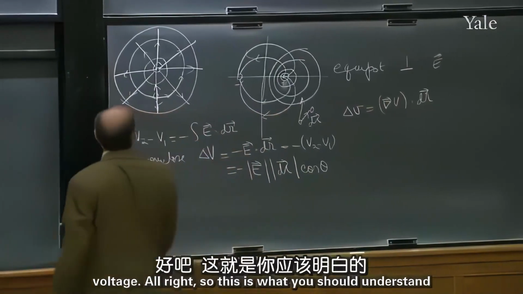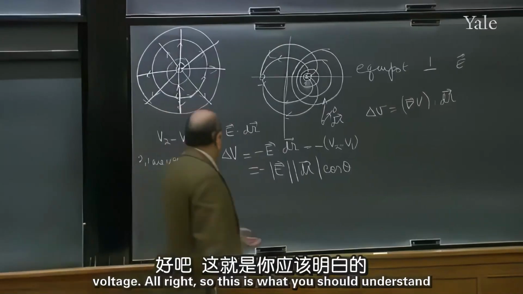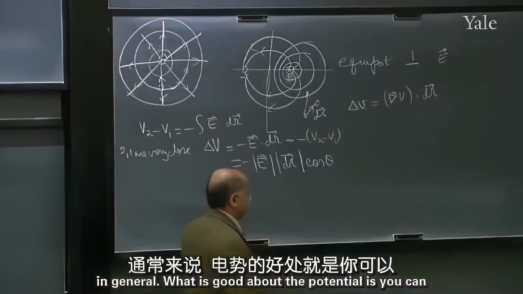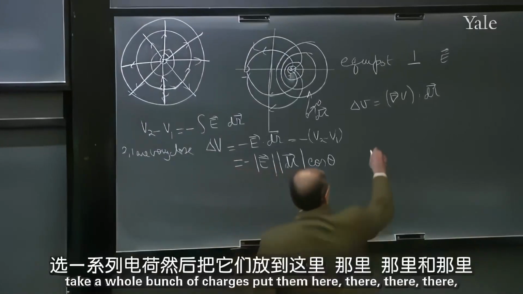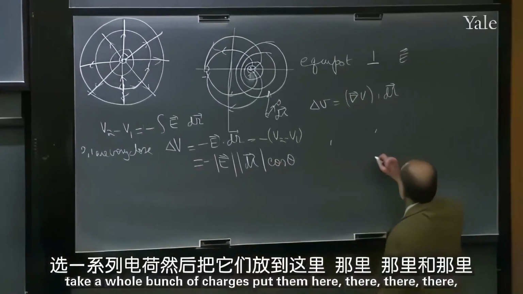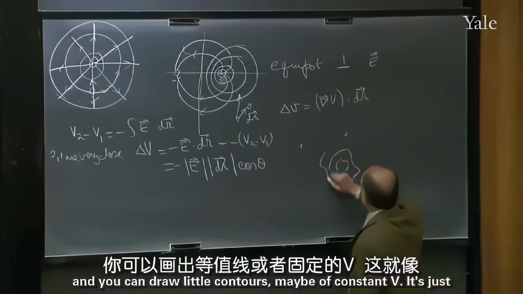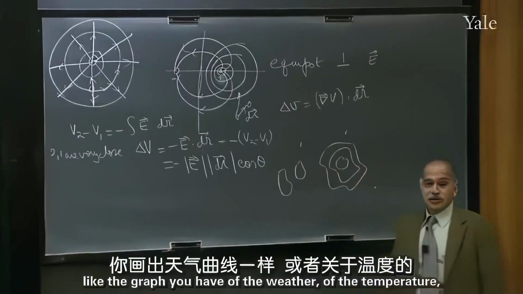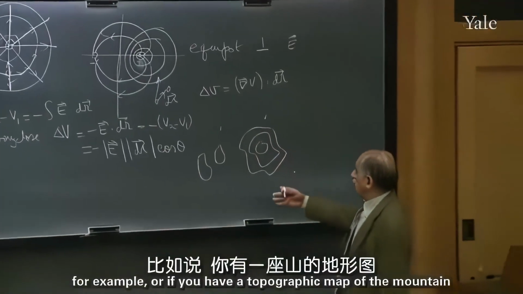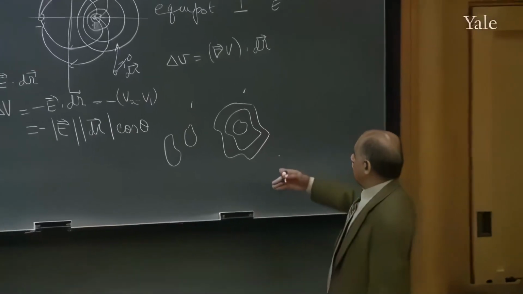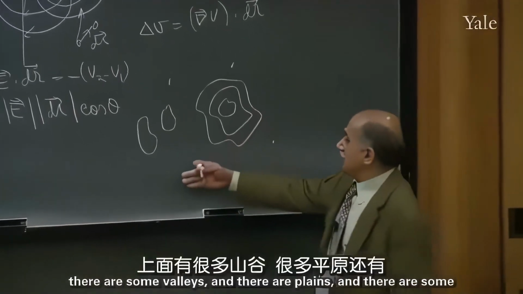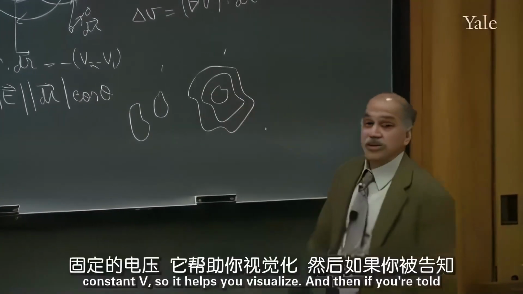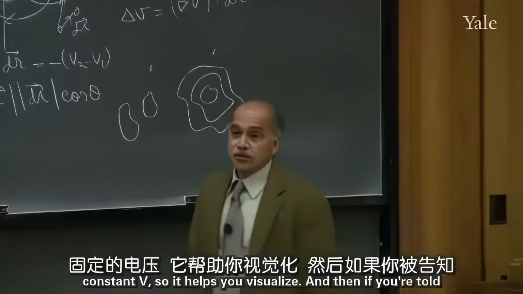All right, so this is what you should understand in general. What is good about the potential is you can take a whole bunch of charges, put them here, there, and you can draw little contours, maybe of constant V. It's just like the graph you have of the weather, of the temperature, for example, or if you have a topographic map of the mountain, there are some valleys and there are plains and there are some mountain tops. And these lines of constant height are like constant V. So it helps you visualize.